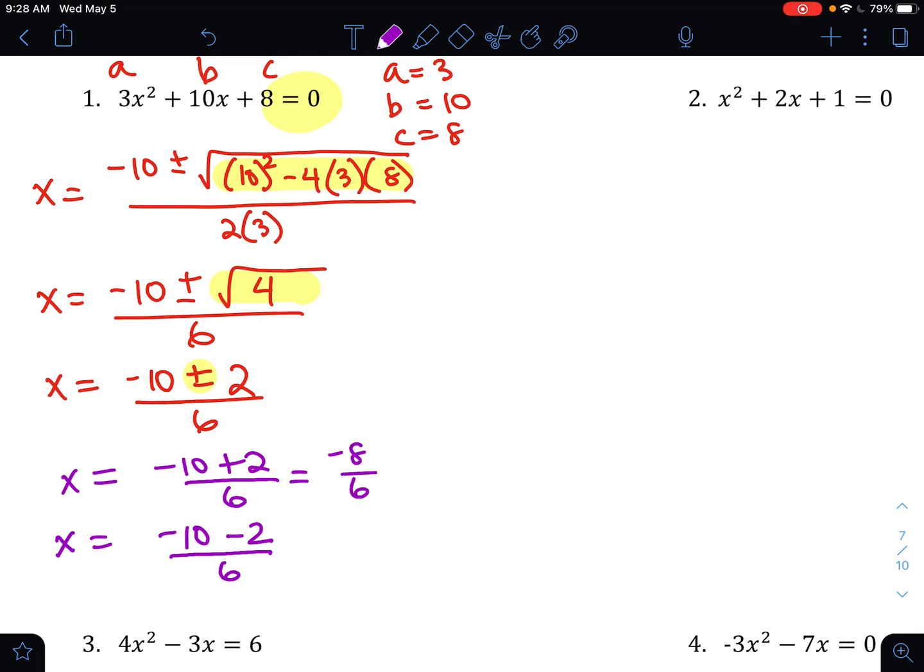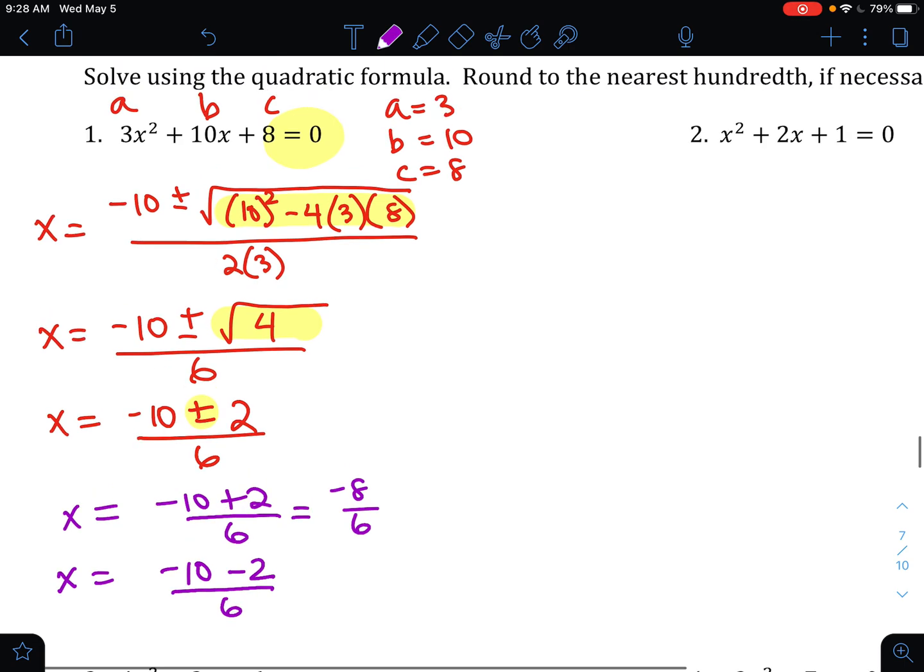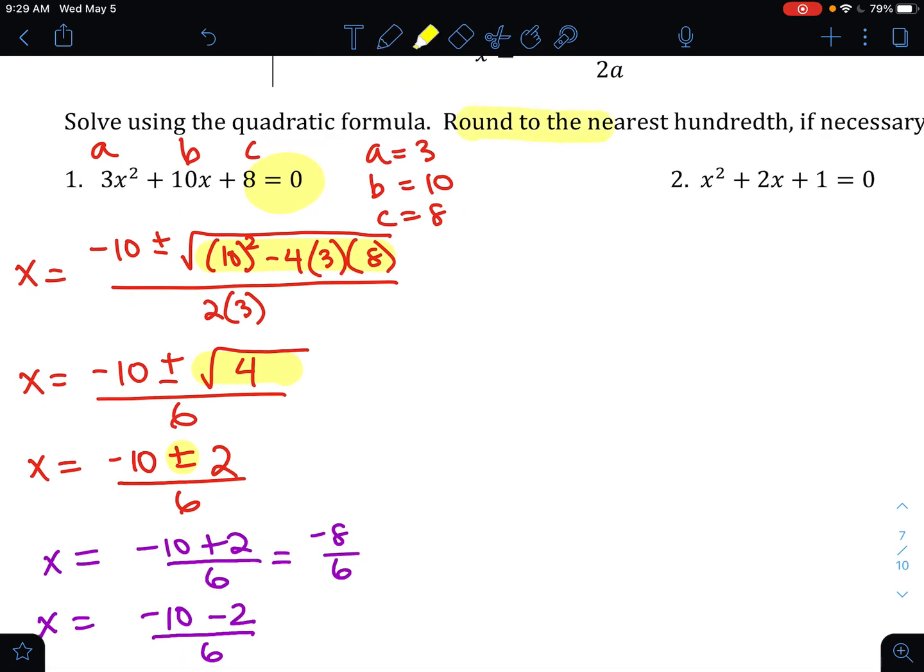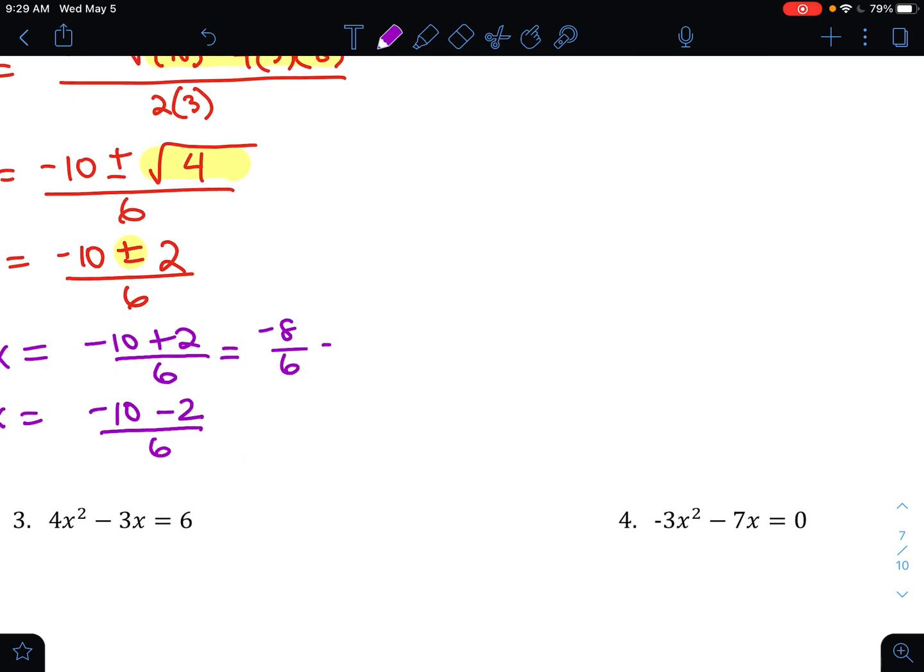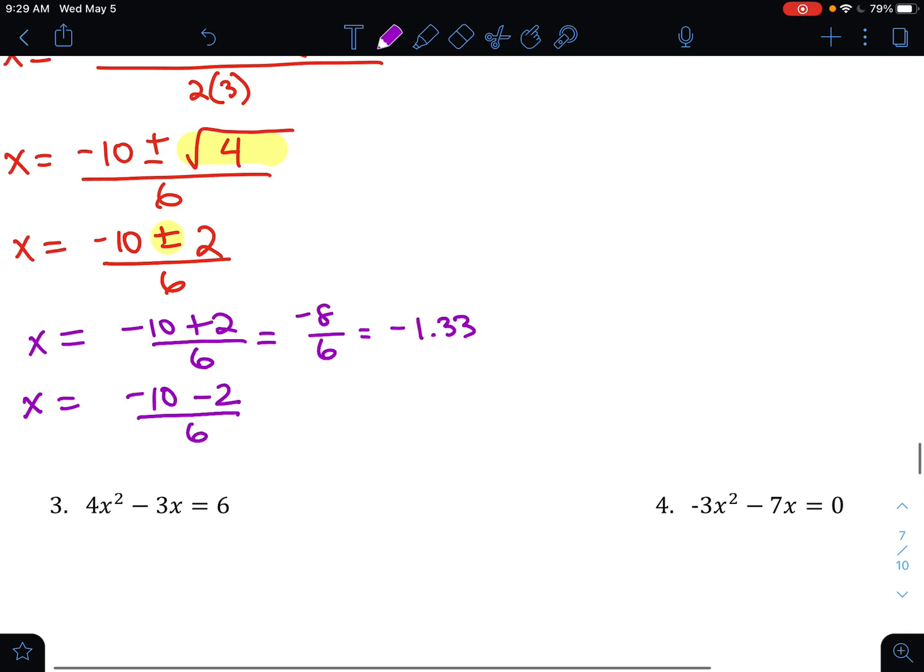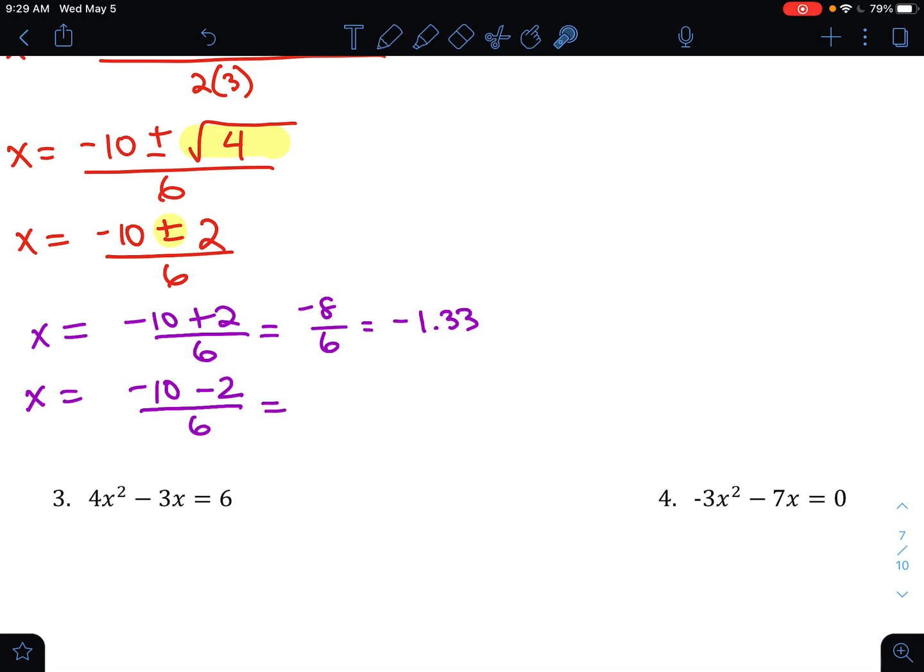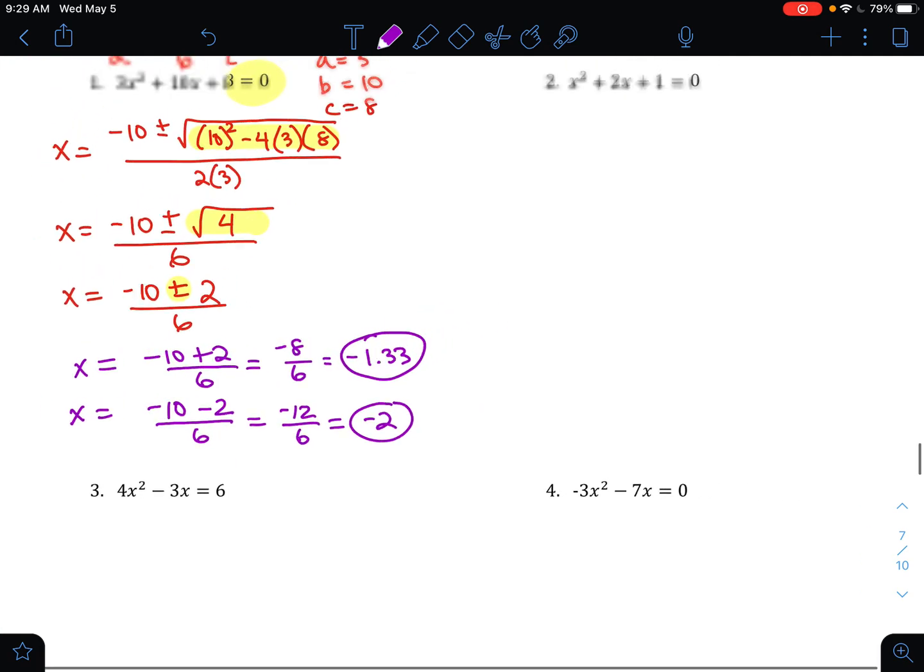Negative 8 divided by 6 is about negative 1.3. Now here's what I want us to round to. Let's go ahead and follow these directions. Let's round to the nearest hundredth. So if I rounded that, I would get negative 1.33. For the second equation, I'm going to do negative 10 minus 2, which will give me negative 12. And then negative 12 divided by 6 is negative 2. So here are my two solutions using the quadratic formula. We get a decimal and then an integer.